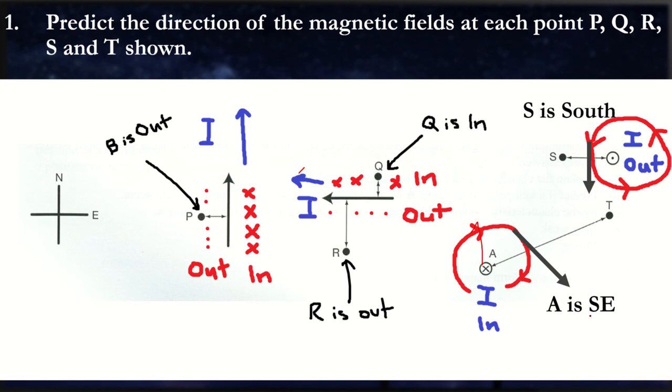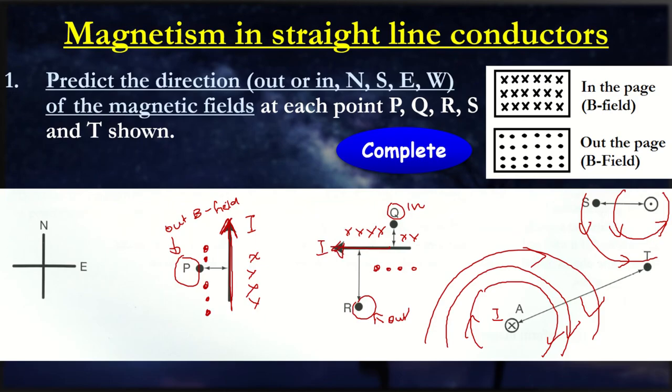From T to A, it's southeast, and then from S, we'd have directly south. So find the tangent of the line. If we draw out a tangent line from T to where A is, we can see that that is southeast, and then if we draw the tangent line where S is, which lines up with our current, it's going directly south there.